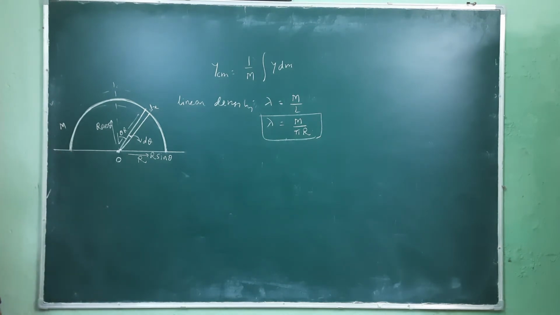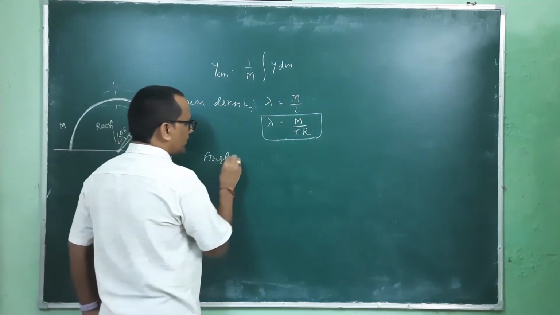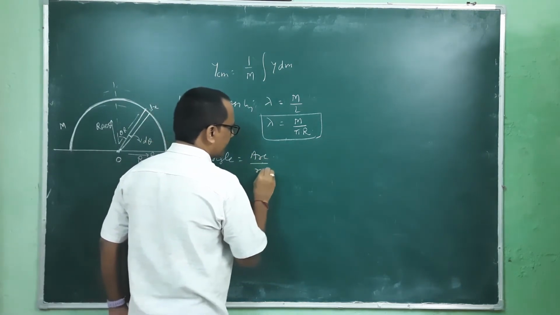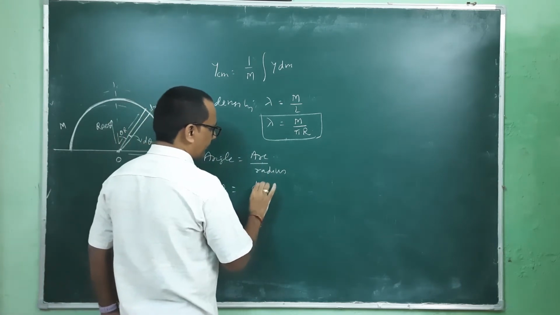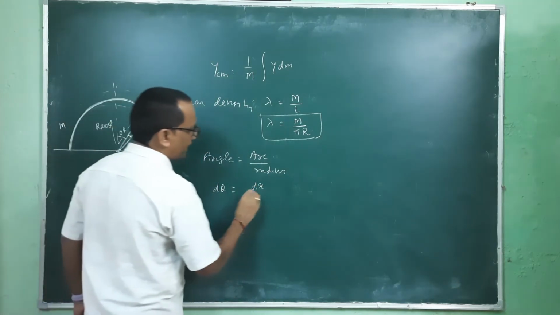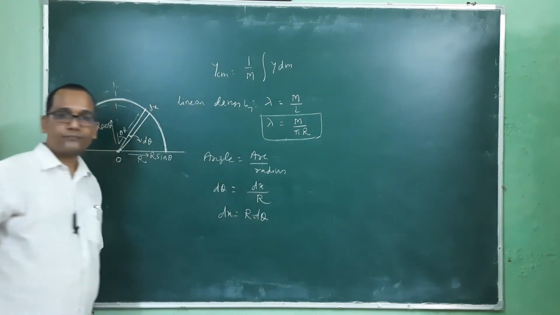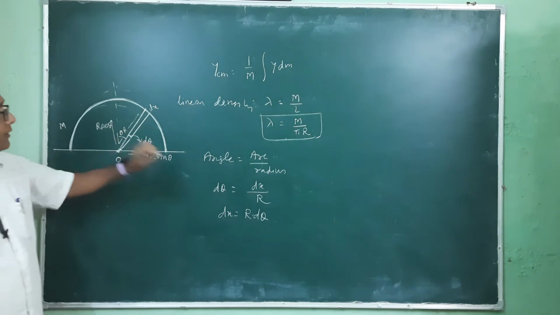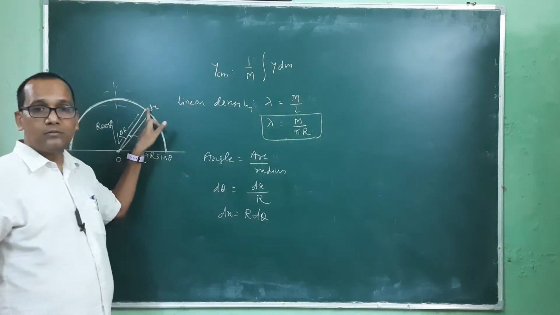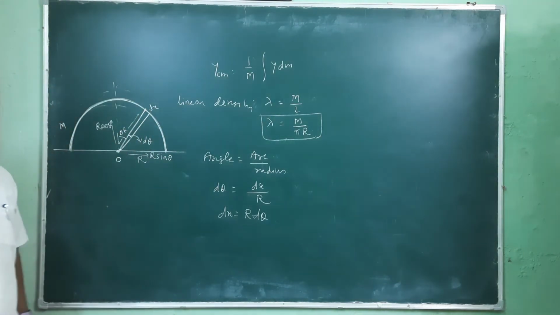You can take this, and for d theta, we can use the definition of angle. Angle is equal to arc upon radius. The angle is d theta, the arc is dx, and the radius is r. So dx is equal to r multiplied by d theta. Clear? So now we have dx, we have the density, so we can now have dm. dm is equal to the density multiplied by the small segment dx.